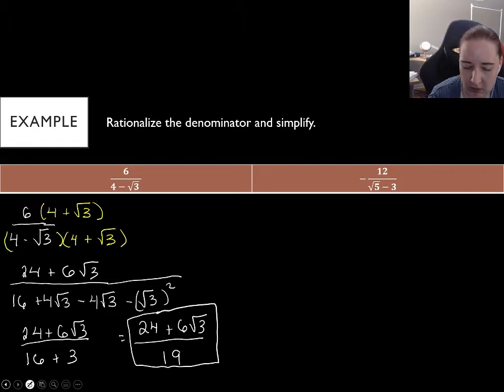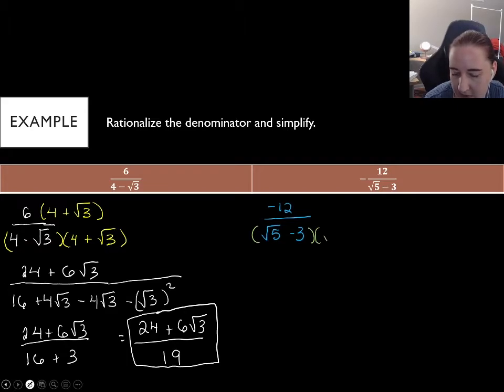So let's look at the second one here. We've got negative 12 over square root of 5 minus 3. So I'm going to just stick the negative with the 12. It's just easier. And then we have square root of 5 minus 3. So the conjugate in this case is square root of 5 plus 3. And I always put parentheses to remind myself that we are FOILing here.